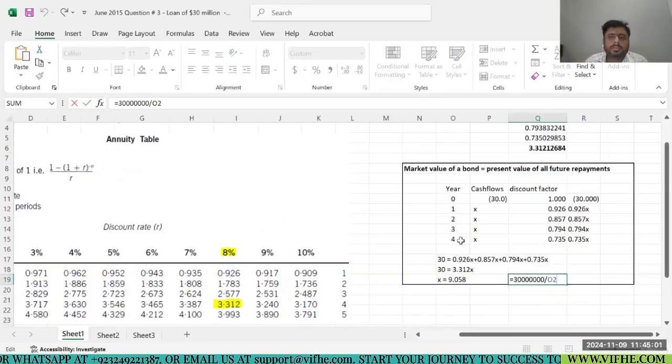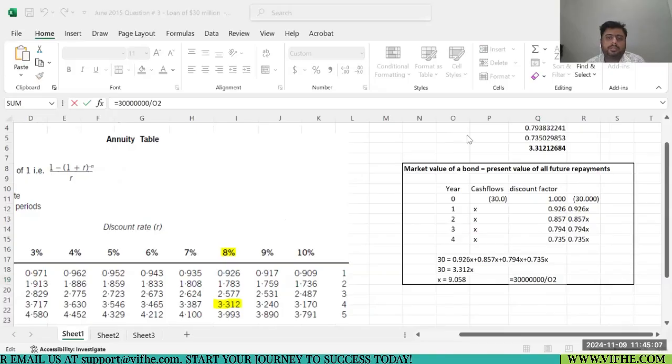Okay, before moving forward, let me look into some of the questions we have. When can we use a formula to calculate the market value when we know the cost of debt? Yes, if you are asked in a question to calculate market value of a bond, you can use this formula. If, for example, you are supposed to calculate the annual repayments and you know the market value, you can still use the formula and equate it with 30.